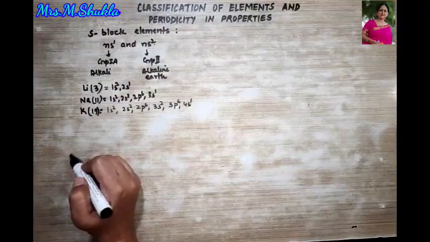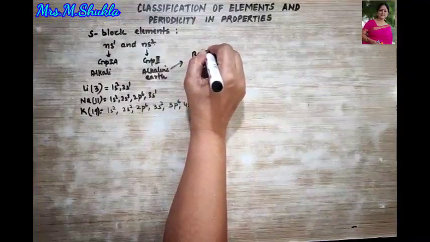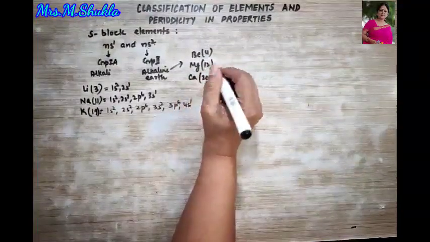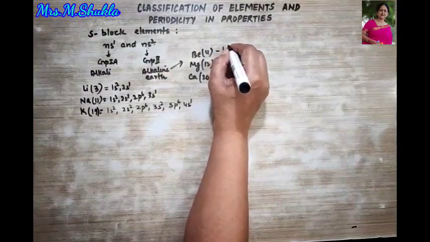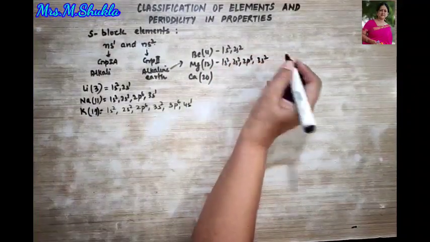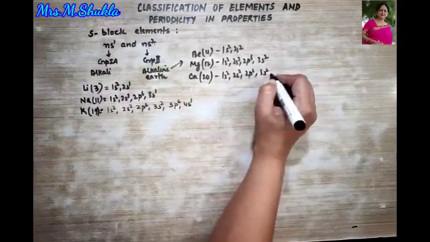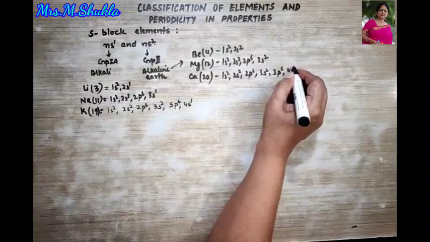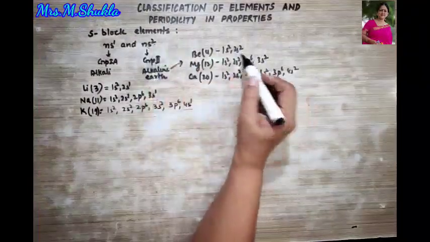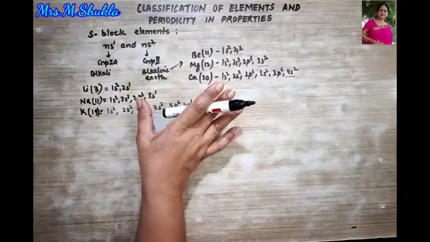Then you have rubidium, cesium and all that. Followed? Now alkaline earth metals, they are like your beryllium with atomic number 4. Then you have magnesium with atomic number 12. Then calcium 20. So if you configure this, what are you going to see? It is 1s2, 2s2. This is 1s2, 2s2, 2p6, 3s2. This is 1s2, 2s2, 2p6, 3s2, 3p6 and 4s2. So what did we see here? It is NS1 for the alkali metals, and here it is NS2. Clear?